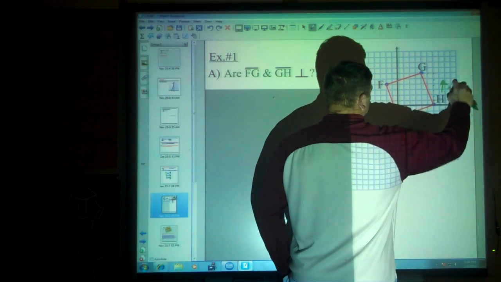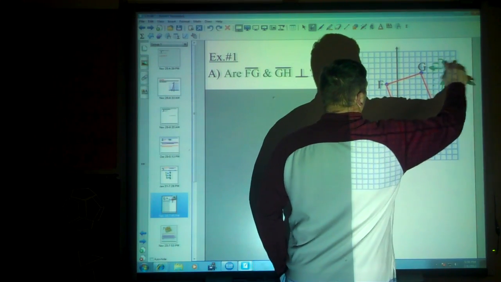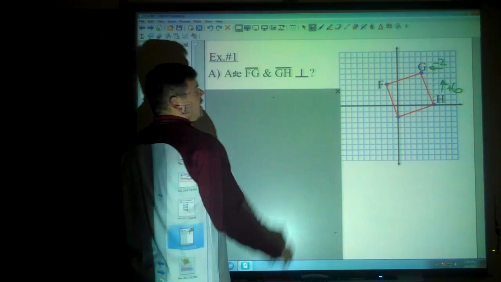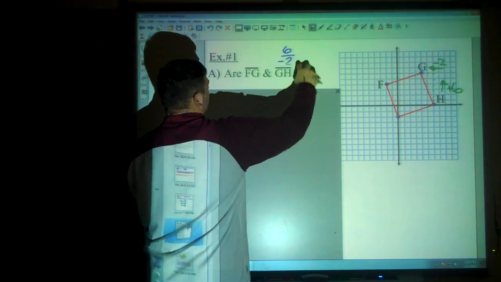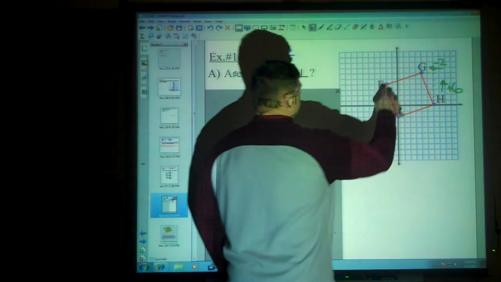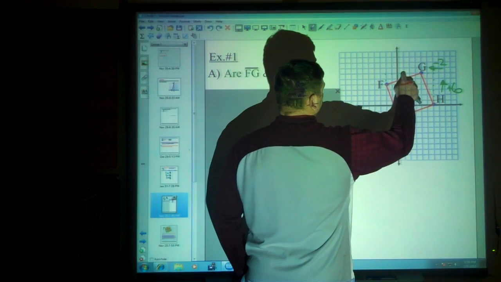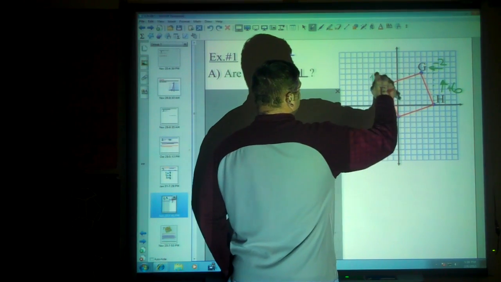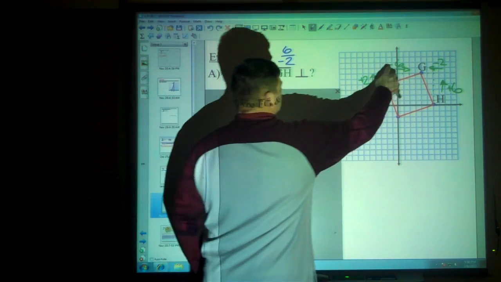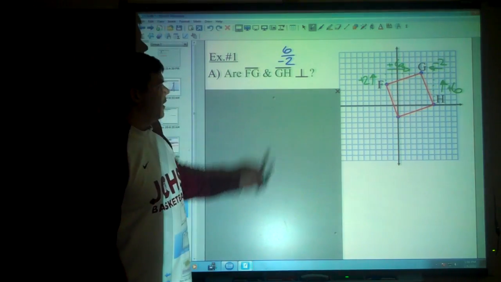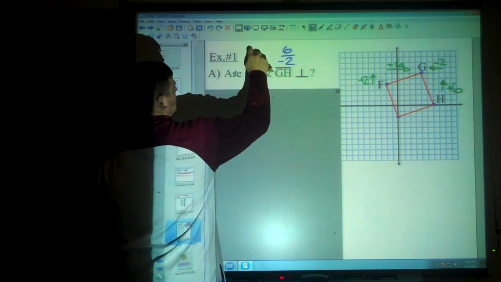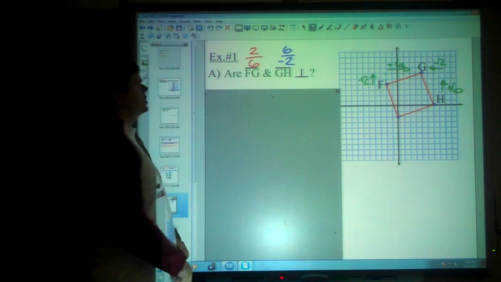So it goes up 6, but left 2. So as far as the slope for GH, GH has a rise of 6 and a run of negative 2. The other one goes up 1, 2, 3, 4, 5, 6, and a run of positive 2. So now the rise for F to G, the rise was 6 and the run was 2.